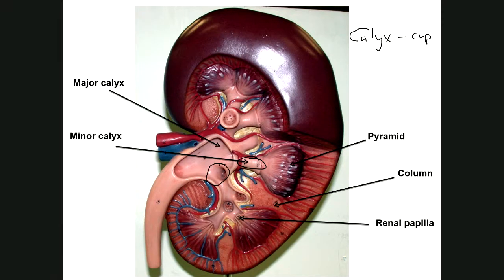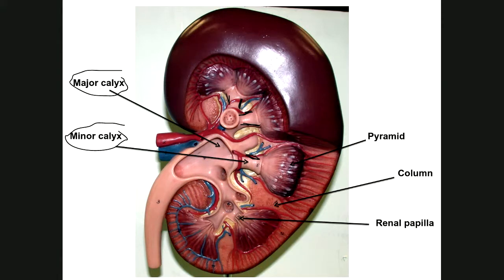So what we have are minor calyces and major calyces. So here's a minor right here. And here's a minor. And here's a minor. But when they join together like this, they create a major. When they join together like this, they create a major. And so urine flows from the minor calyx to the major calyx to the pelvis. So it basically flows from a little cup to a big cup to a bowl. And then from there, it flows down into the ureter.